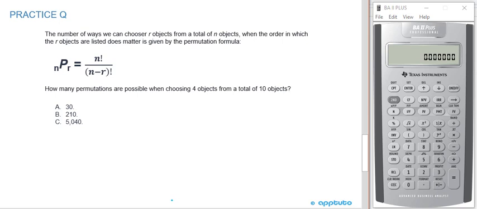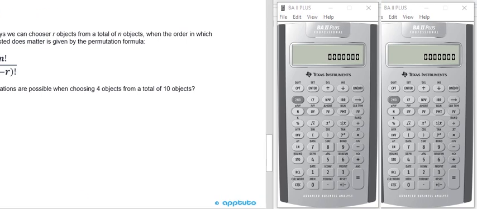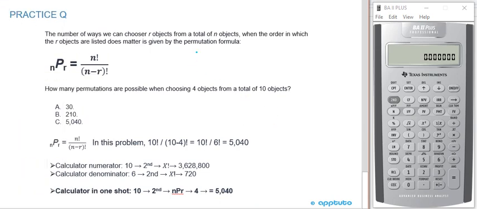How many permutations are possible when choosing 4 objects from a total of 10? A, 30, B, 210, or C, 5,040? Okay, this question became very easy because they told you it was the permutation formula, and they even gave you the formula. So we know the n is always easy. It's the biggest number, so it's 10.